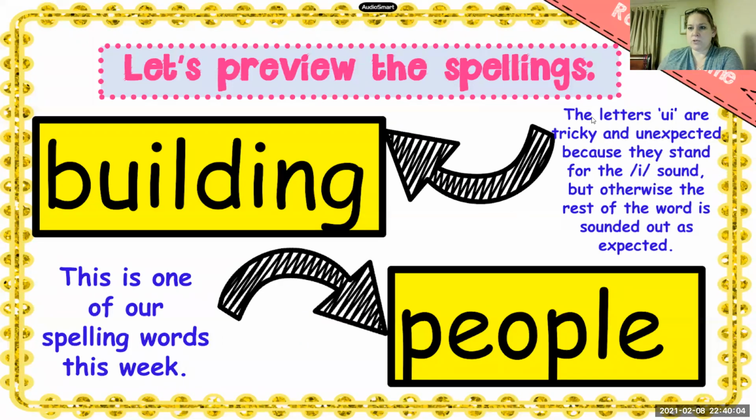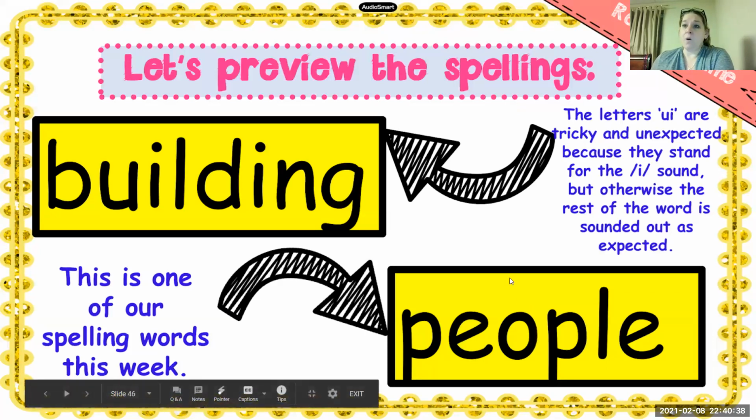Okay, so we have two tricky words today that we're gonna look at. We have the word building. The letters U and I together are tricky and unexpected because they stand for the I sound. But otherwise, the rest of the word is sounded out as expected. So we have building. You don't hear that U at all. You just hear the I, building, okay? And then people is one of our spelling words for the week, and it is tricky because we don't hear that O at all. We just hear E, people.